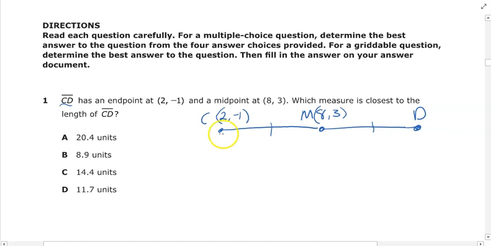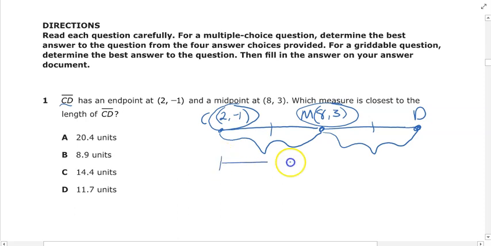So I should be able to find the distance here, and because it's the distance to the midpoint, just multiply it by 2 to figure out the total distance. And I have a distance formula that I can use for these two points, so once I figure out this distance, then I'll just multiply it by 2 to get the total distance. All right, so distance formula.